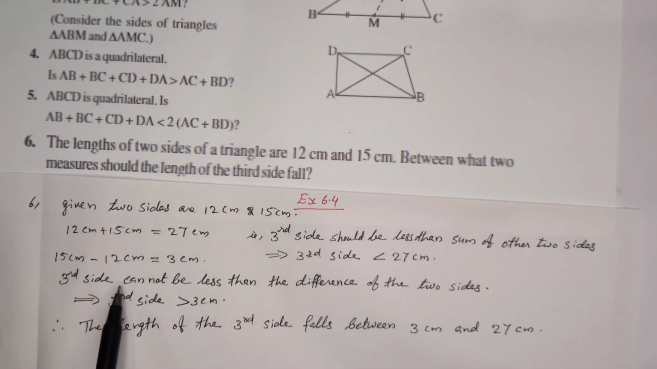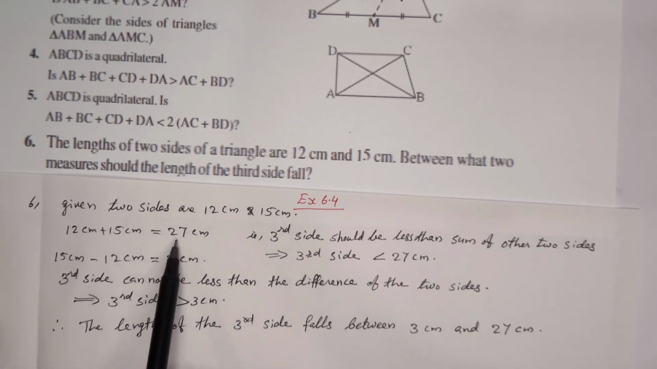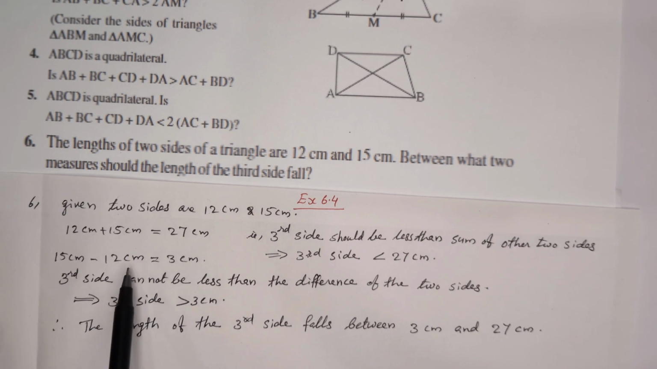Here the difference of the given two sides is 3 centimeter. We know that the third side cannot be less than the difference of these two sides, which means the third side should be greater than the difference of the given two sides. So the third side should be less than the sum of the given two sides and greater than the difference of the given two sides. Therefore, we can write the length of the third side falls between 3 centimeter and 27 centimeter.